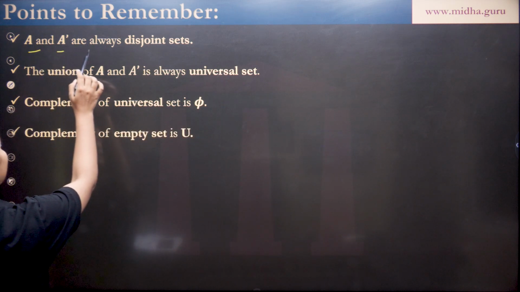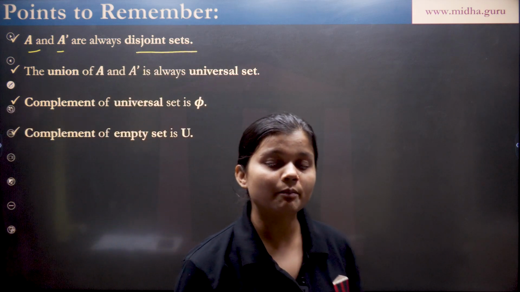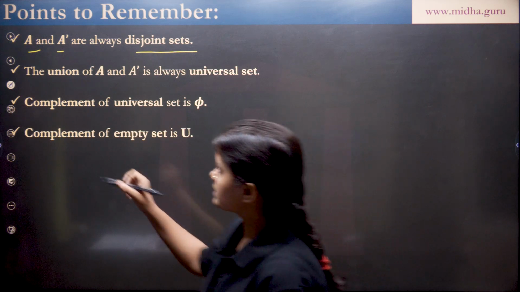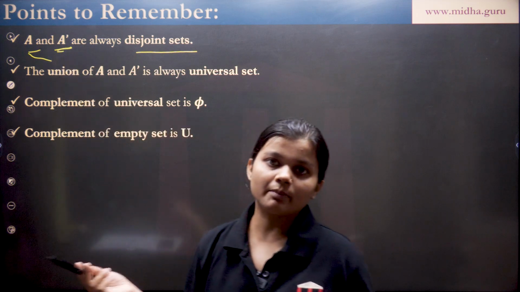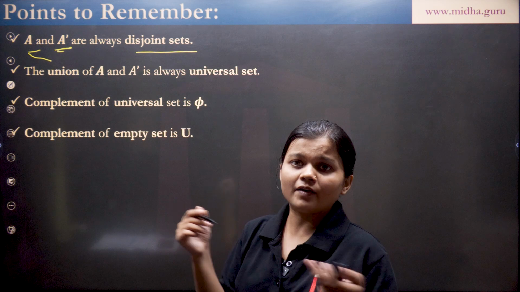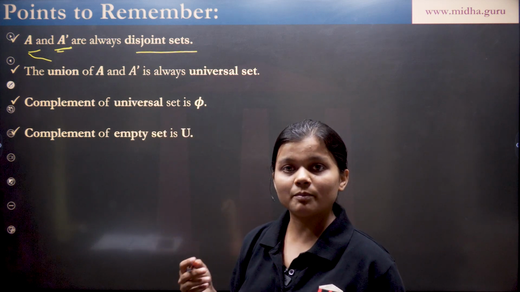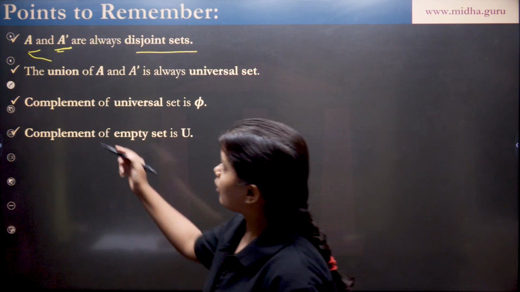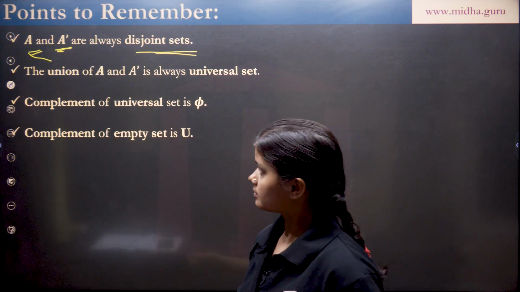A and A dash are always disjoint sets. What is a disjoint set? Disjoint set means no elements are common between the two sets. A is a set and A dash means the complement of set A, right? So the complement of set A and set A have no elements in common, because the complement can be found by removing the elements of that set. So the complement of set A and A are always disjoint sets.